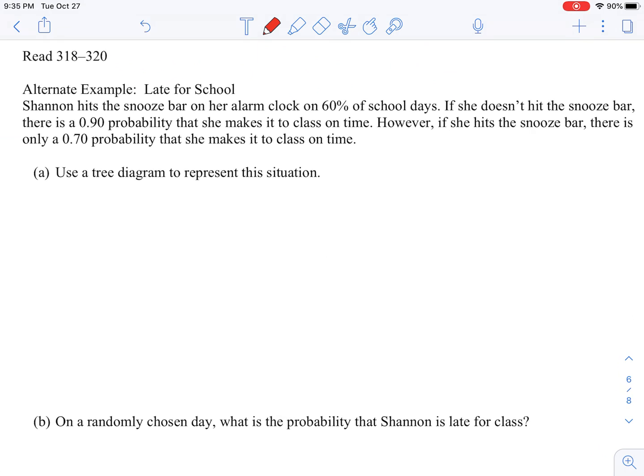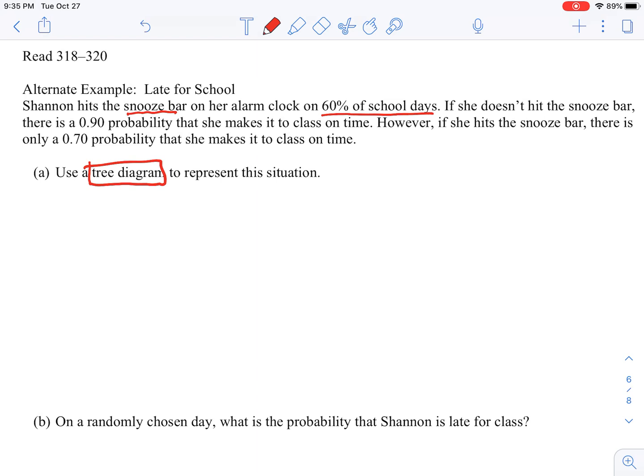All right, and so now we come to the final way of depicting probability. And you may have seen this method in some other courses, perhaps, because it's a very common thing to do to organize your thinking, and that's called a tree diagram. We have Shannon, who sometimes is late for school. Shannon hits the snooze bar 60% of the time on school days, and it turns out that if she does not hit the snooze bar, there's a 90% chance she makes it on time. But if she does hit the snooze bar, there's only a 70% chance that she makes it on time. And so we want to use a tree diagram to represent this situation.